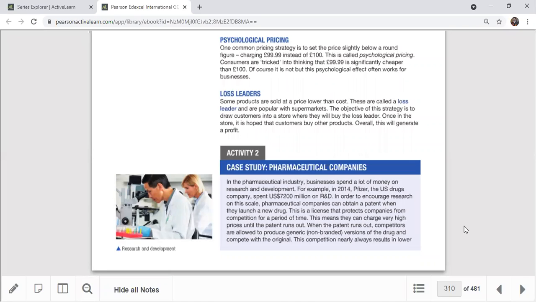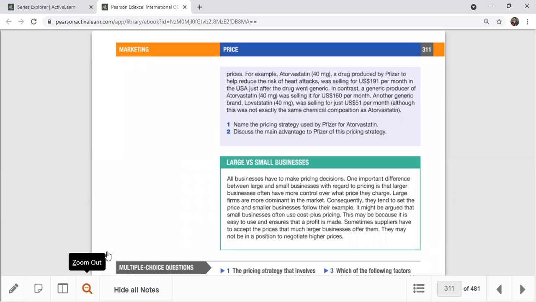So you can see now in the business world, there are so many things happening right now. That's why these pharmaceutical companies are using different pricing techniques, we'll see what they use. In the next paragraph, they are saying that, for example, atorvastatin 40 milligram, the drug produced by Pfizer to help reduce the risk of heart attack, was selling at $191 per month in the USA just after the drug went generic. In contrast, the generic producers of atorvastatin 40 milligram were selling it for $160 per month.